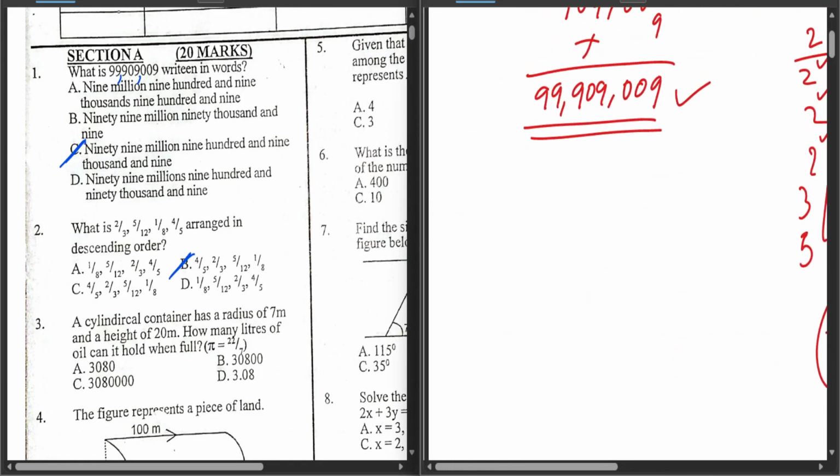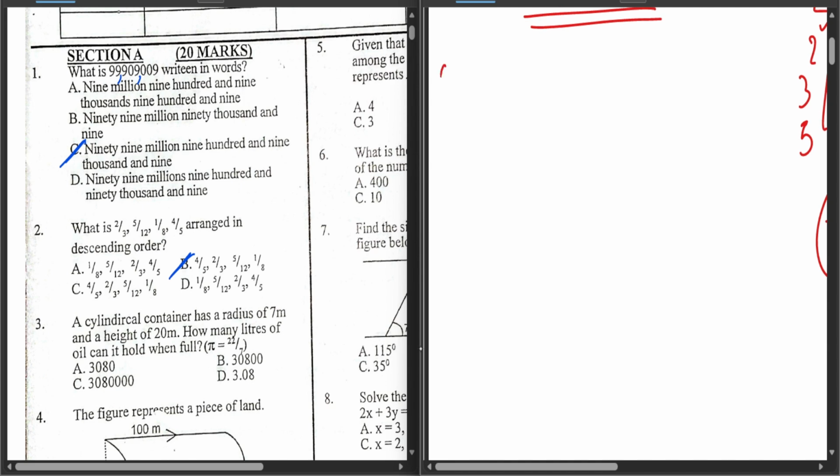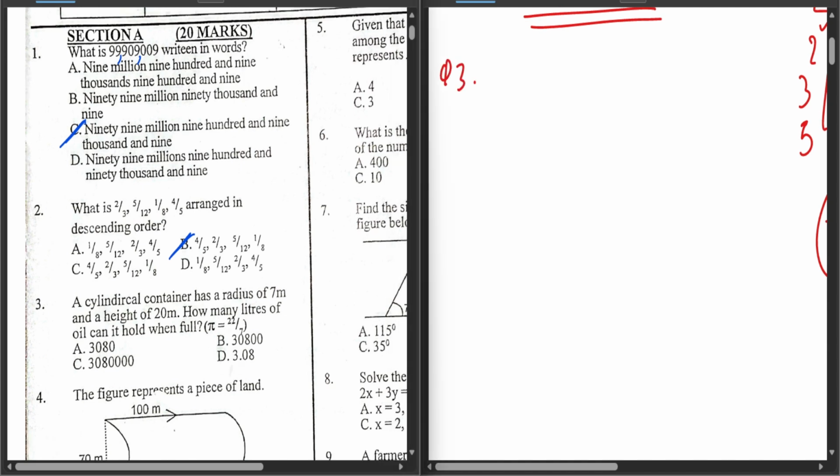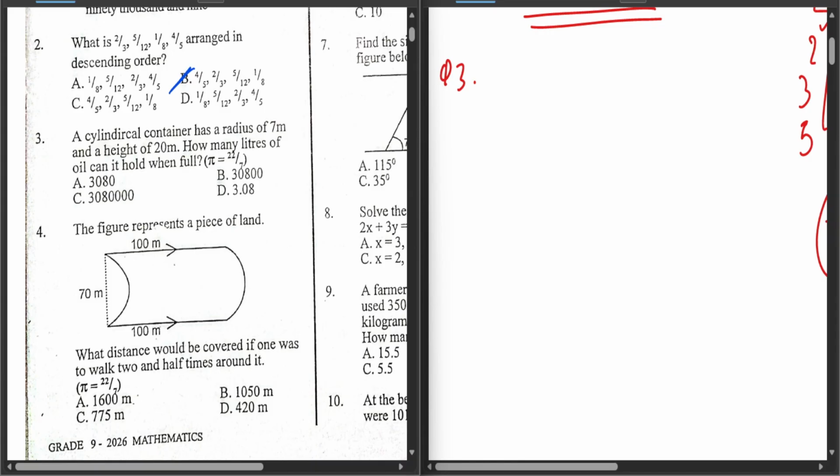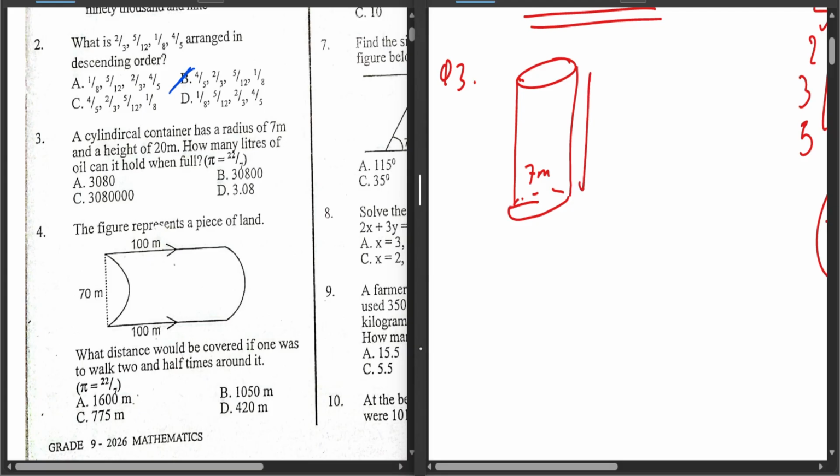Now let's go to the third question. Now for question 3, a cylindrical container has a radius of 7 meters and a height of 20 meters. How many liters of oil can it hold when full? So volume is equal to pi r squared height.